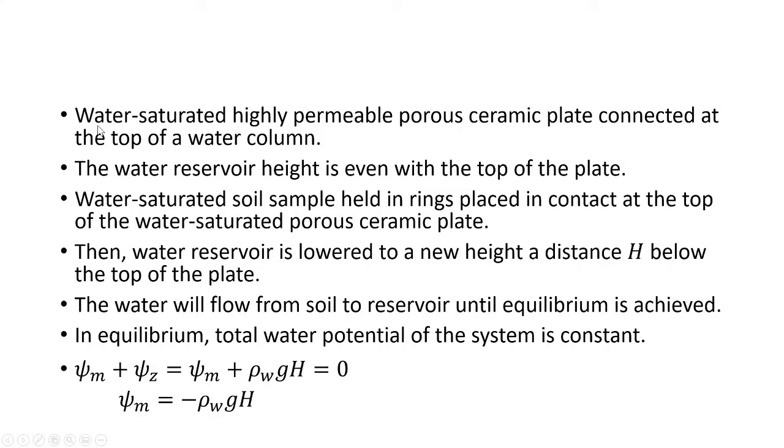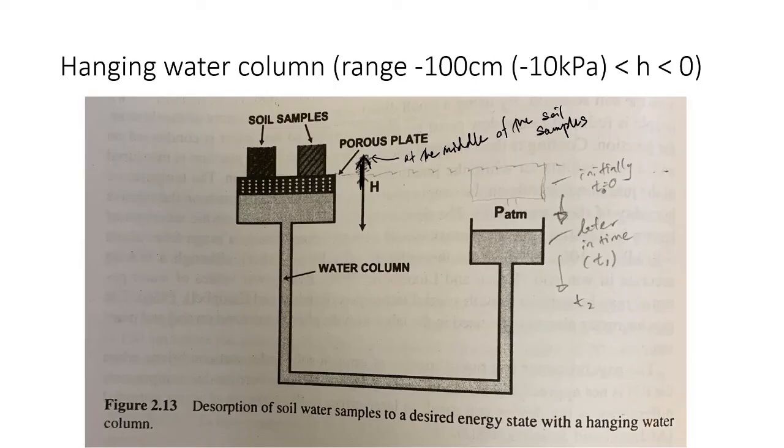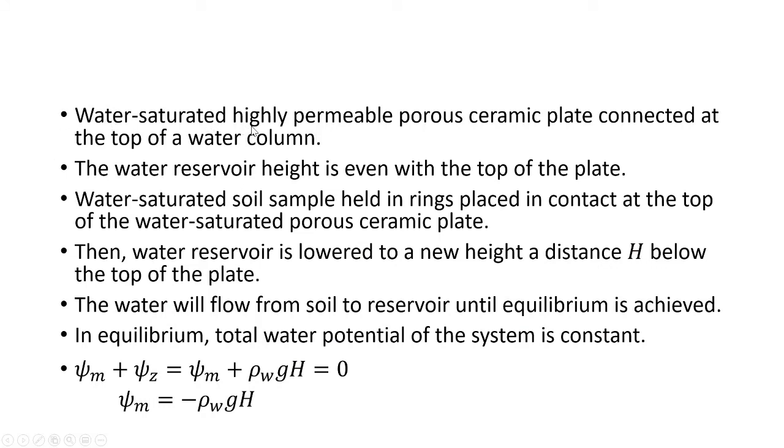Here's an explanation for the hanging water column. A water saturated, highly permeable porous ceramic plate is connected at the top of the water column. The water reservoir height is even with the top of the plate. A water saturated soil sample held in a ring is placed in contact with the top of the water saturated porous ceramic plate, and then the water reservoir is lowered to a new height, a distance h below the top of the plate. The water will flow from the soil to the reservoir until equilibrium is achieved.